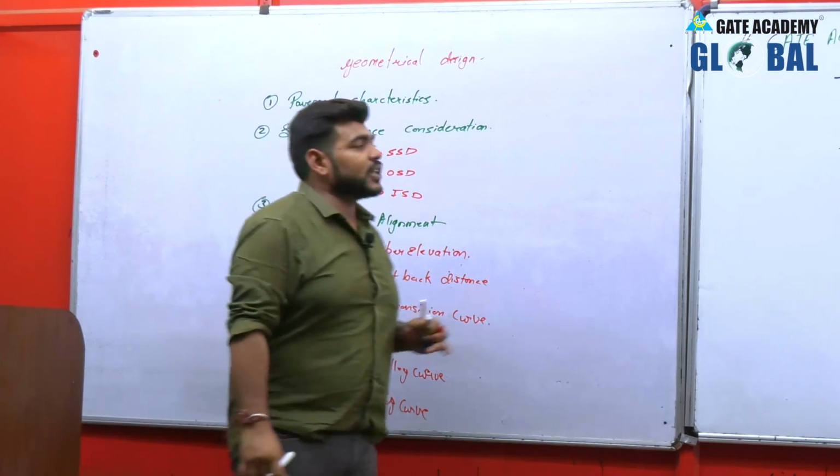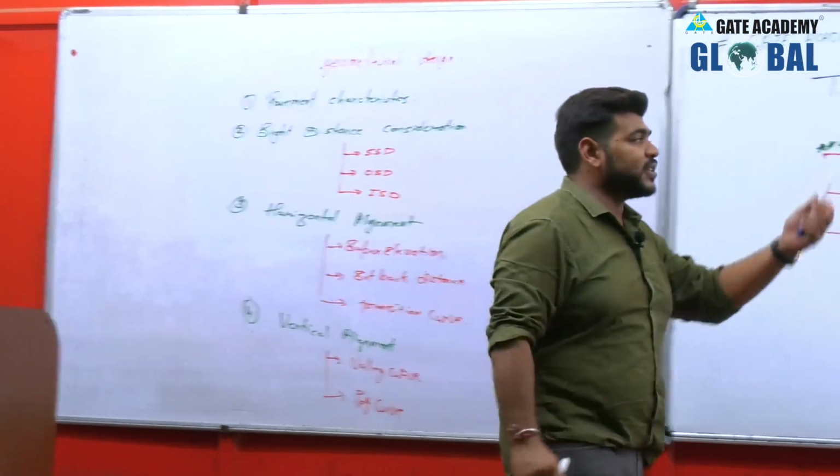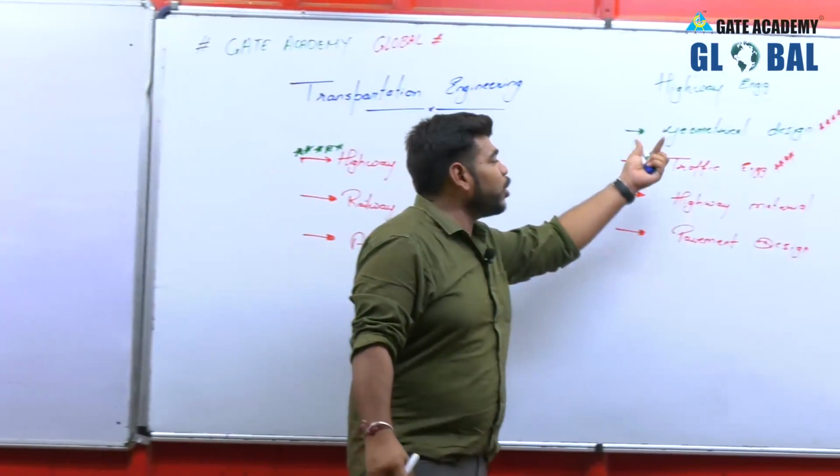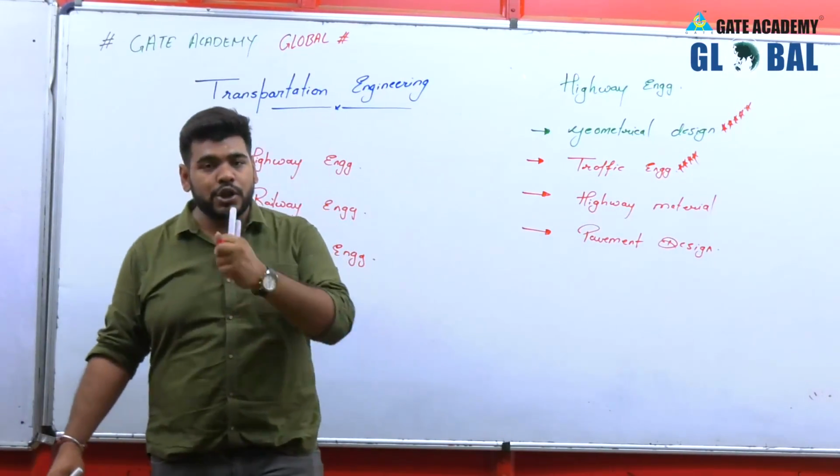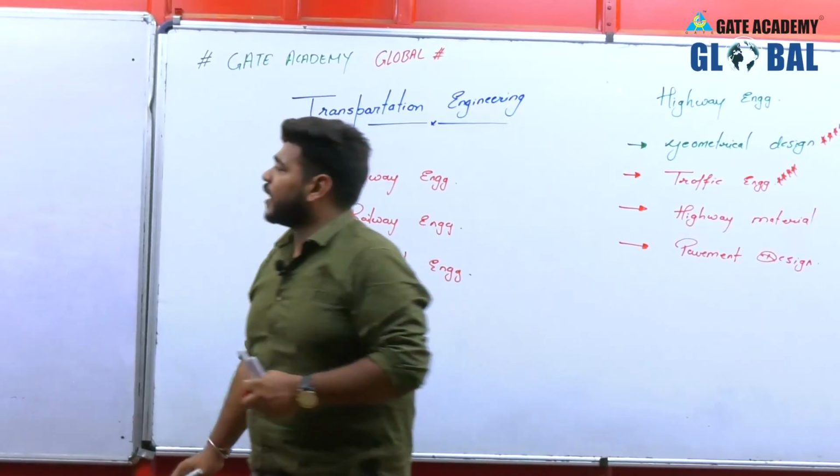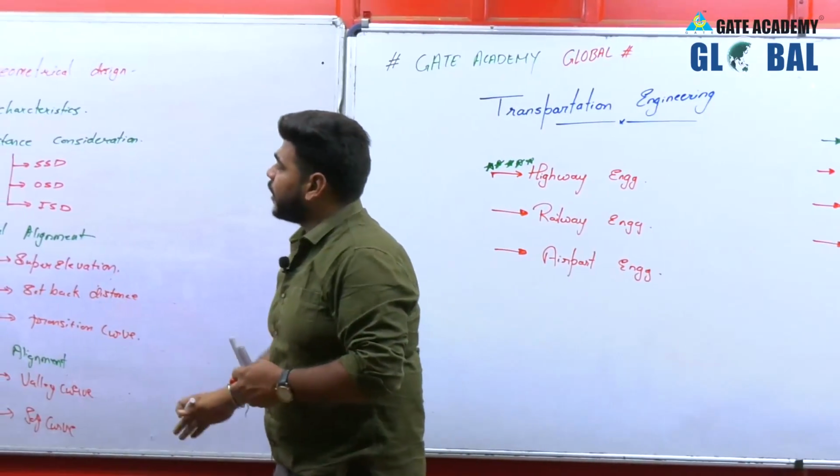So first we are going to discuss highway engineering, and in highway engineering, the first topic which we are going to discuss is geometrical design. As I told you, geometrical design is bifurcated into four important parts.